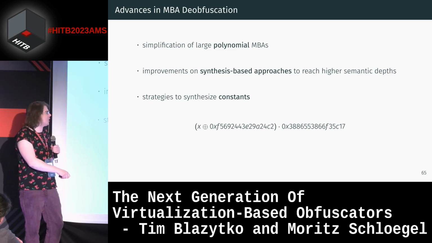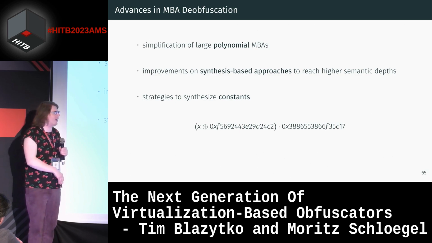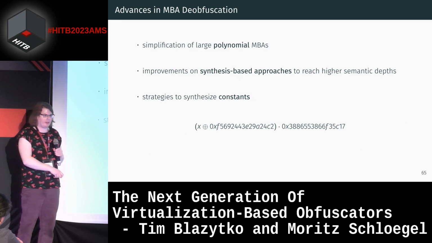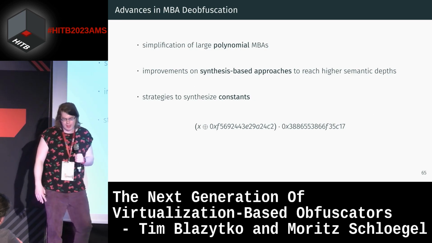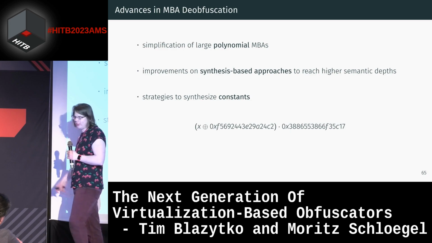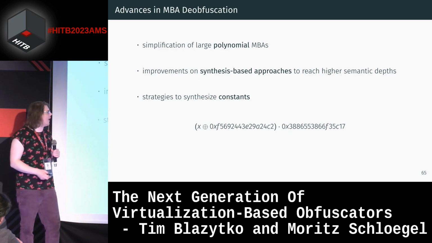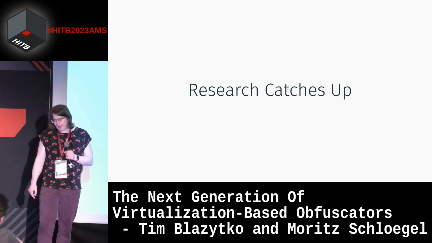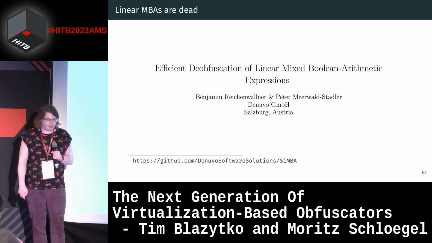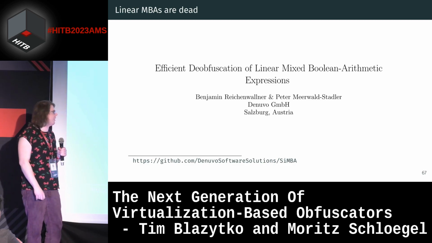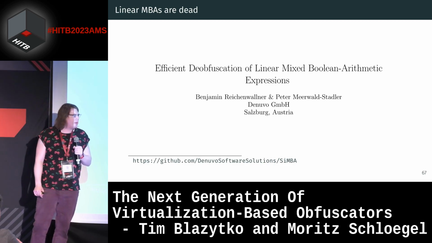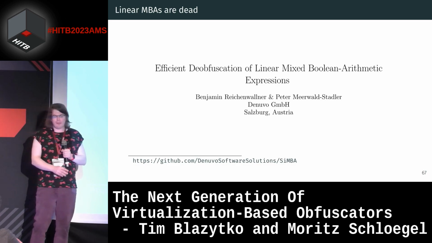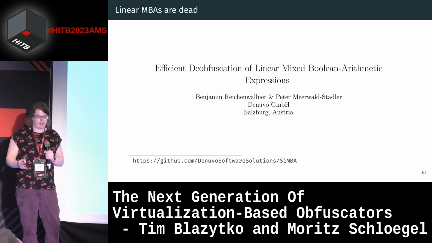If we have expressions encoded in a very complex formula, we don't have easy ways to come up with these constants. However, in this area, some research has been done. This is quite active currently, and the research in the last year catches up on MBAs. For instance, there's a paper by the folks at Denuvo, the people who build game protections. They built something called efficient deobfuscation of linear MBAs.